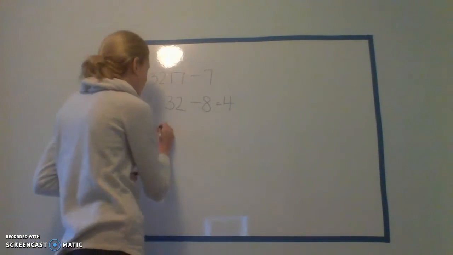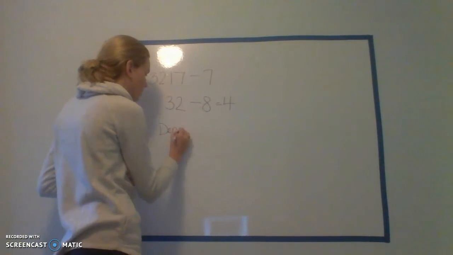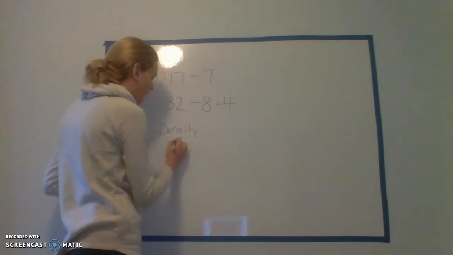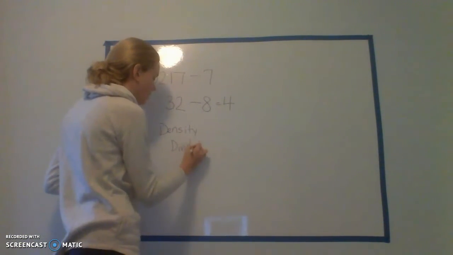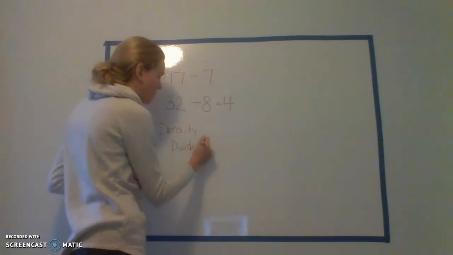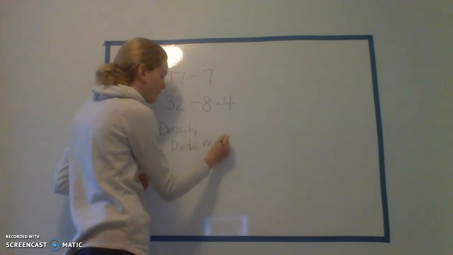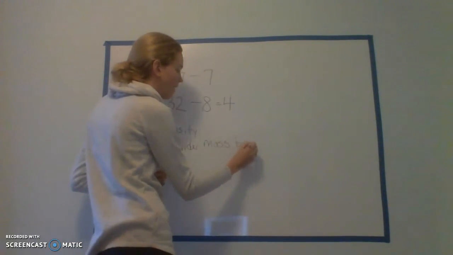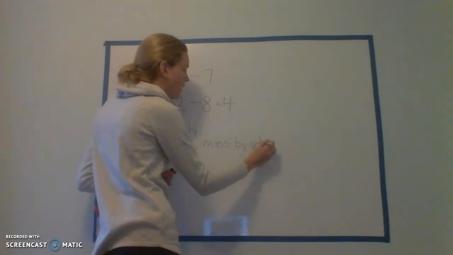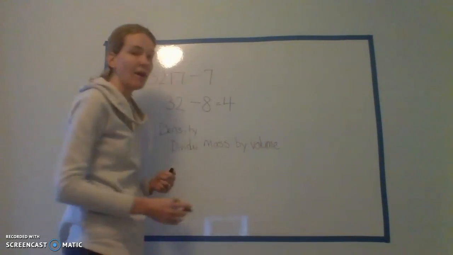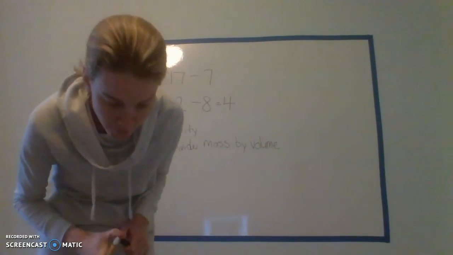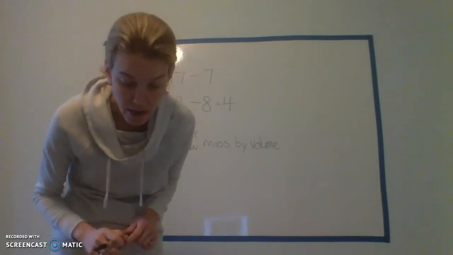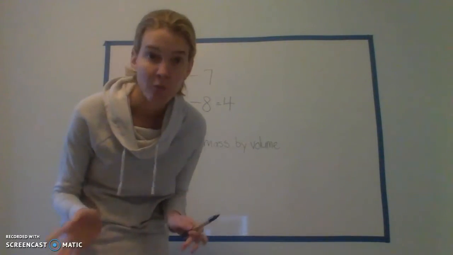Okay, so again, density, you're going to divide the object's mass by volume. So that's kind of the equation that they gave you to figure out these answers. Number 7 says, estimate the density of aluminum. And again, we're just estimating.